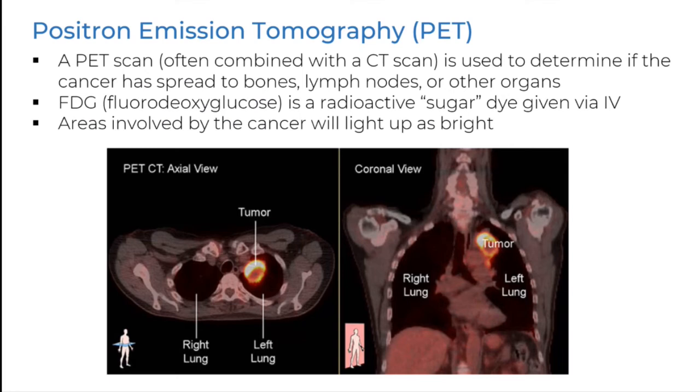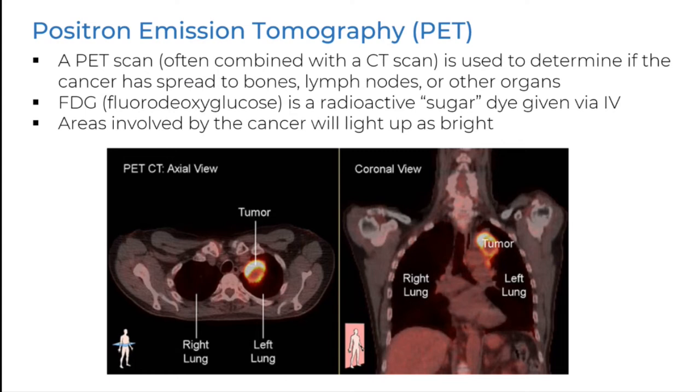How can staging be done? Well, a commonly used imaging test is called a PET scan, and some of you may have heard of this. PET scan is oftentimes combined with a CT scan, and it's used to determine whether the cancer has spread to the bones, the lymph nodes, or other organs. So this scan is usually done by injecting a special type of dye called FDG, or fluorodeoxyglucose. It's a radioactive sugar dye.